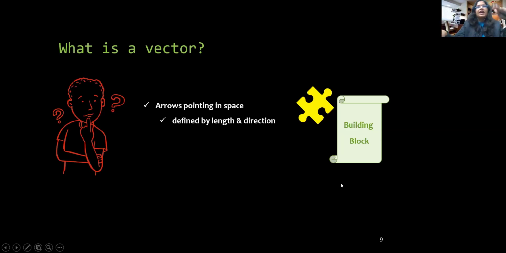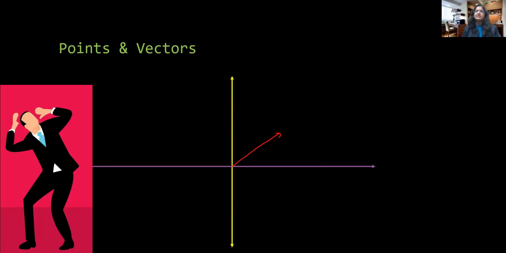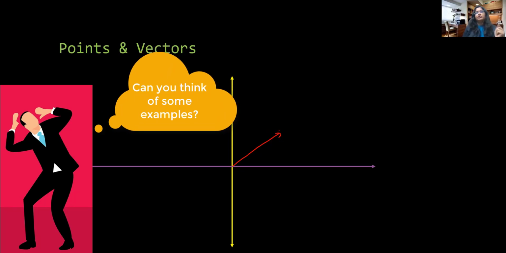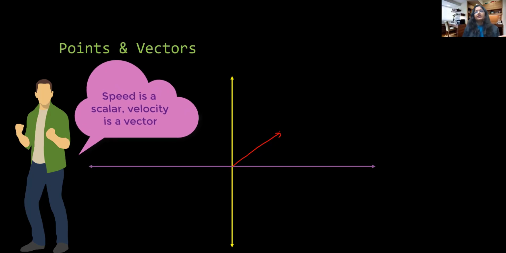So there are two kinds of definition. One is that vectors are arrows pointing in space with a direction and a length. And another way of thinking of vectors is as a list of numbers. How are these two things related? Let me tell you, this can be a vector. This is a vector because it is pointing towards this direction. It is not just a number, it has a direction also, right? So it has a magnitude, it has a direction. So we can call it a vector.